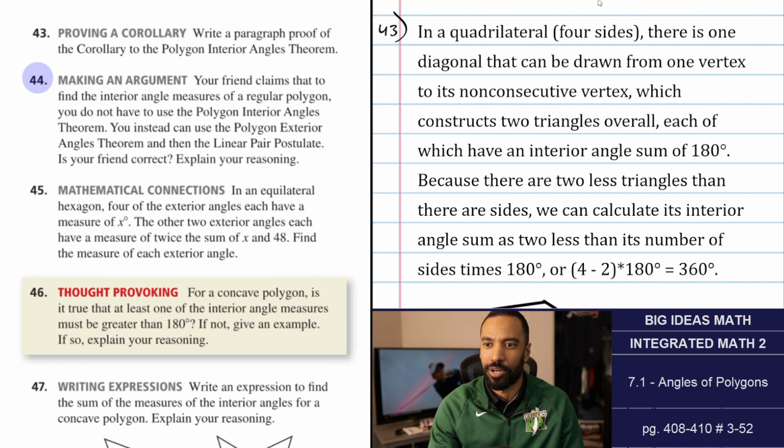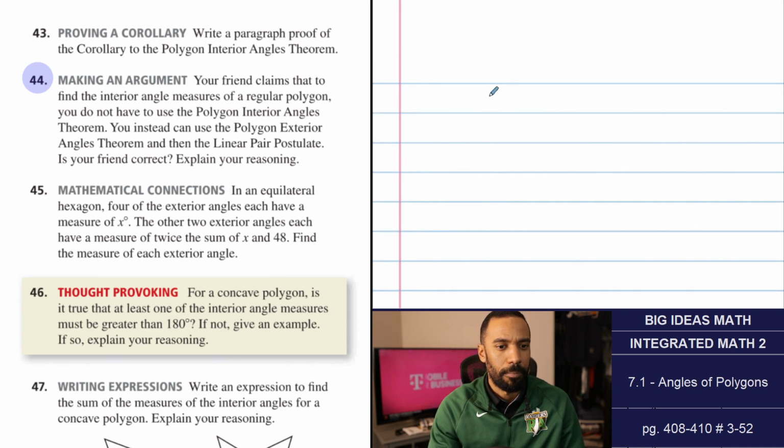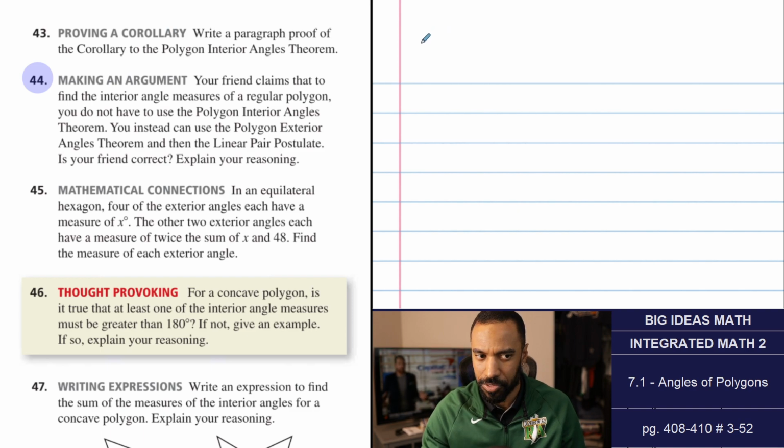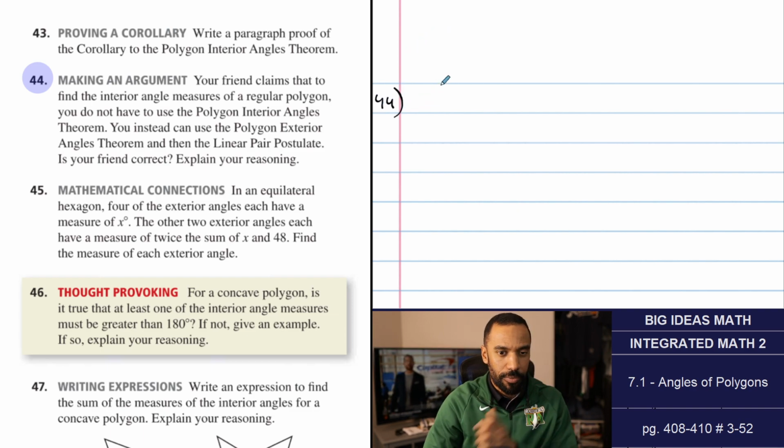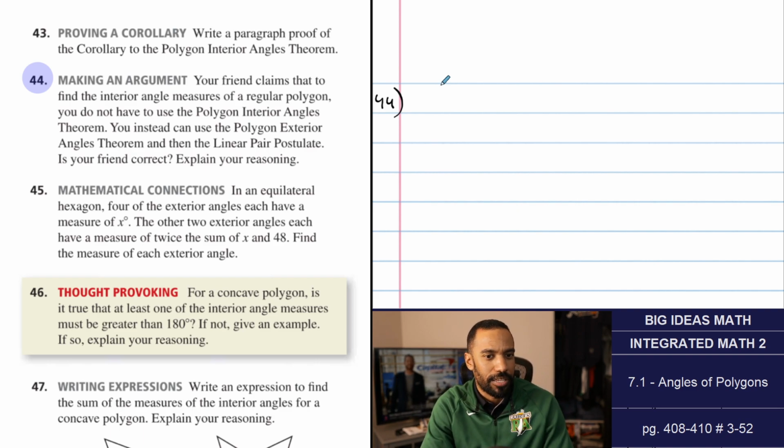Let's move to number 44. Making an argument. Your friend claims that to find the interior angle measures of a regular polygon, you do not have to use the polygon interior angles.